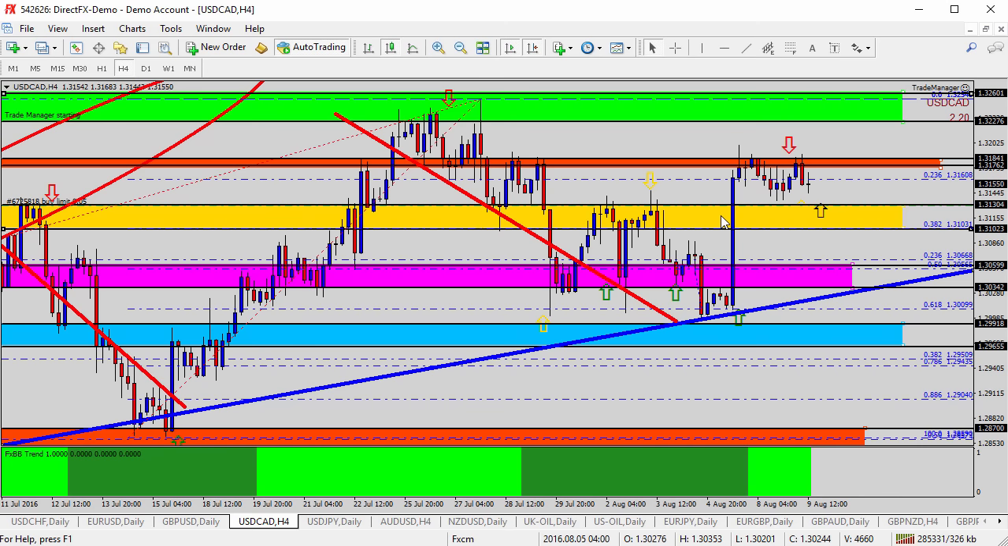If oil suddenly just turns around and goes back down, I think we're going to break this little orange shaded area here on the USD CAD, which is 1.3185, and we look for it to continue higher. So watching oil prices to see what's going to happen here. I'm still focused on buying dips to the yellow zone or a break above the orange shaded area.